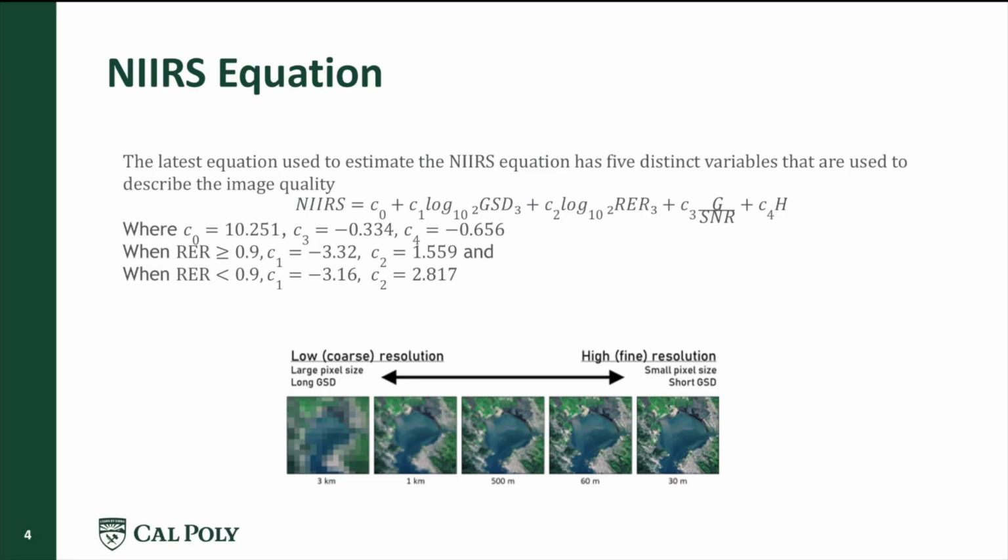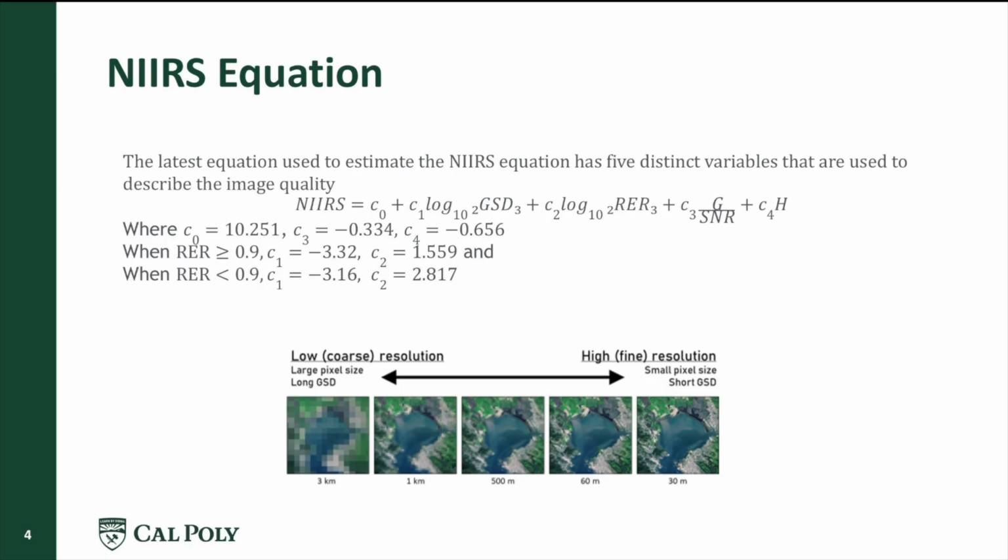Here is the NIIRS equation. It is made up of 5 distinct variables that are used to describe the image quality. The first variable is GSD, the system ground sample distance. It represents the size of one image pixel on the ground. A smaller GSD usually means finer spatial detail and a higher NIIRS rating.